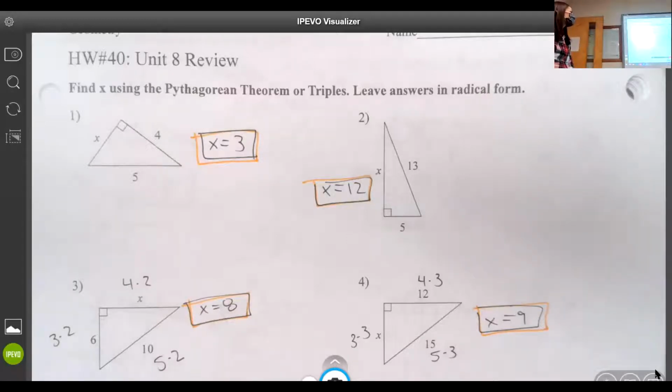The first few on this homework, 40, it's Pythagorean theorem, but they happen to be triples. You don't have to use the 3, 4, 5 or 5, 12, 13 if you didn't see it. If you did the Pythagorean theorem, you should have gotten a perfect square, which would give you these numbers anyway. So I just kind of filled those in. A squared plus b squared equals c squared, making sure that c is our hypotenuse. So check those first.